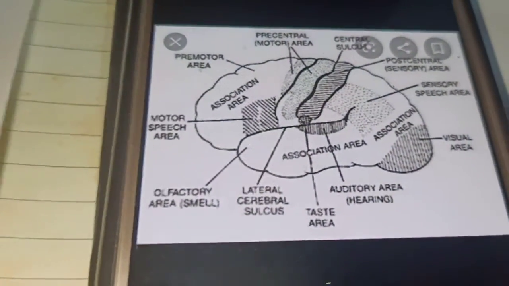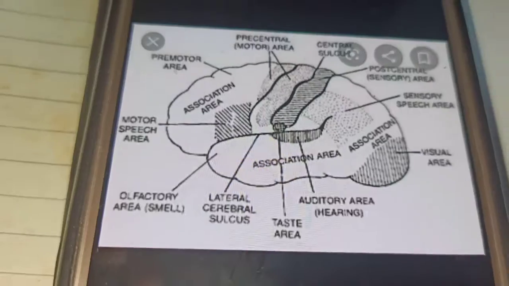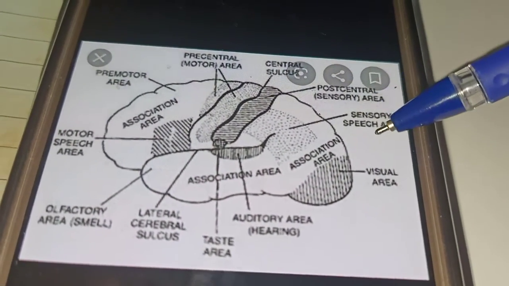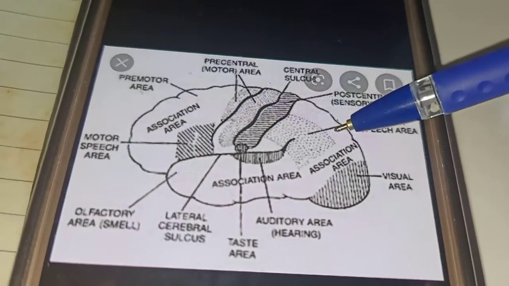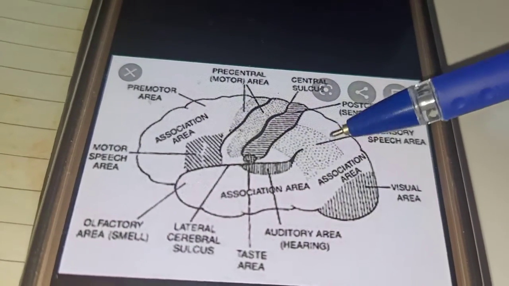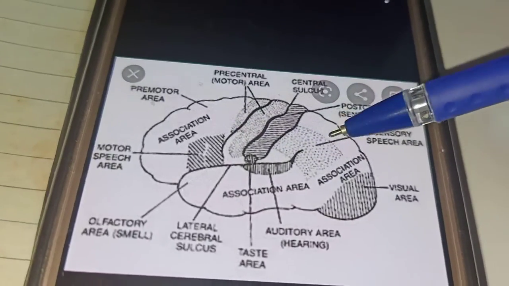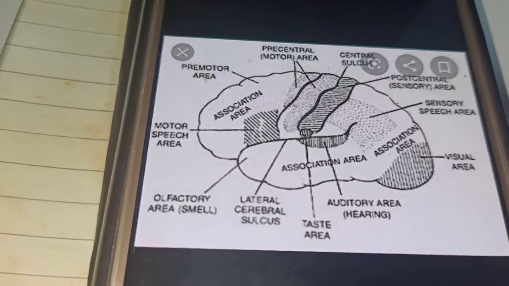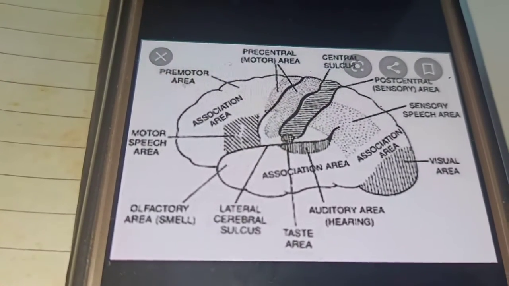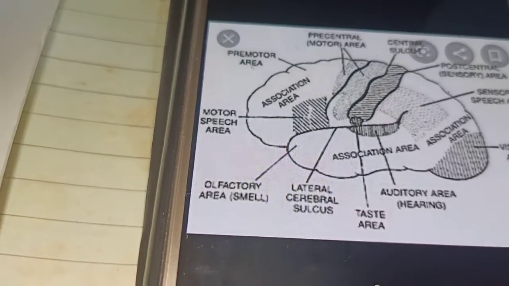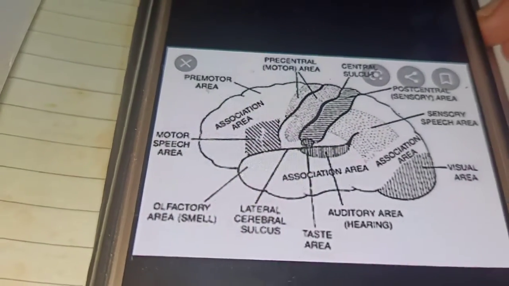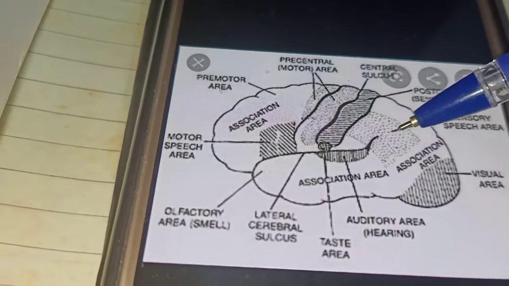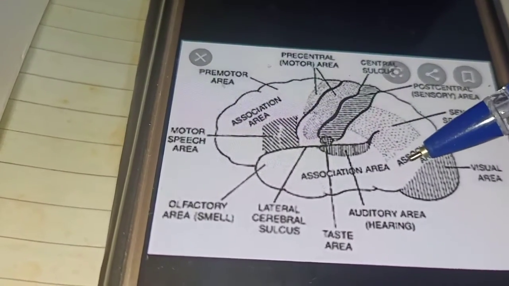Okay, now you can see this is the parietal lobe. This is the post central sensory area. This is the sensory speech area. So this is the body awareness center, how our body is moving, which part of the body is where. Language, reading, how we read, how much we are able to understand or comprehend, is controlled by the areas present in the parietal lobe.